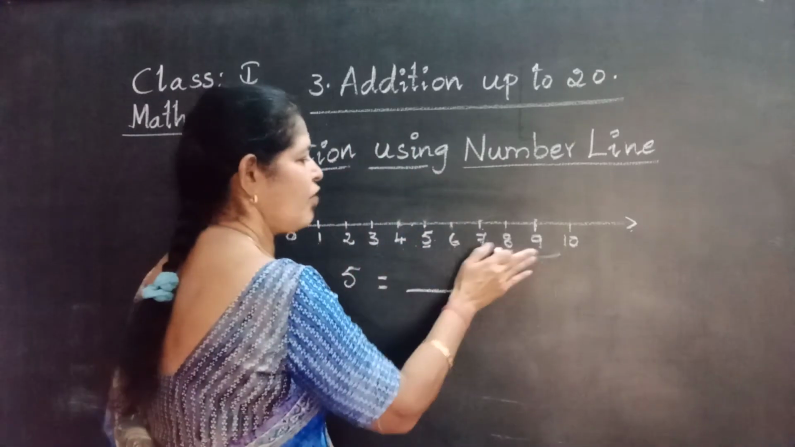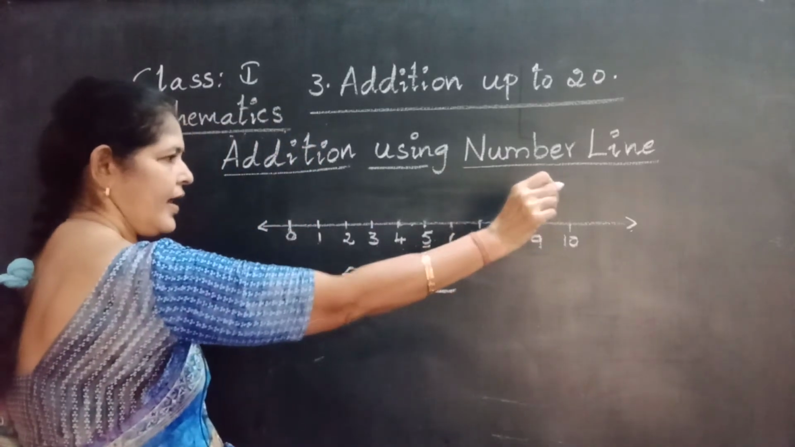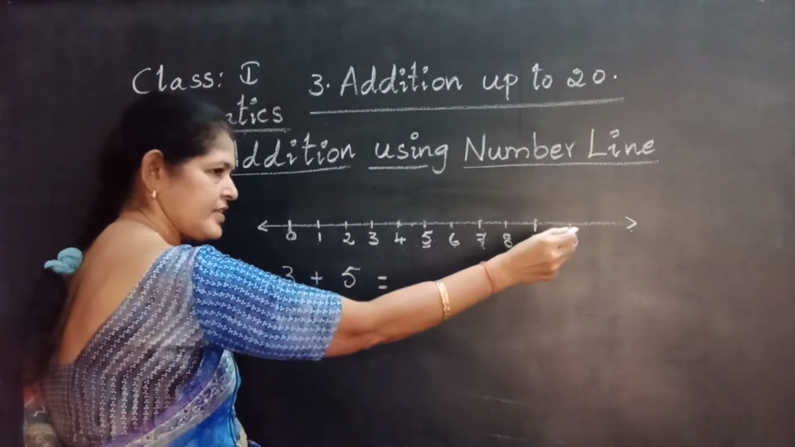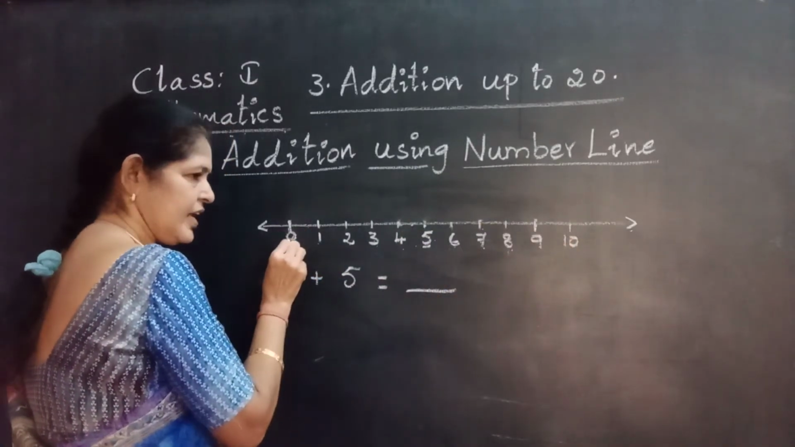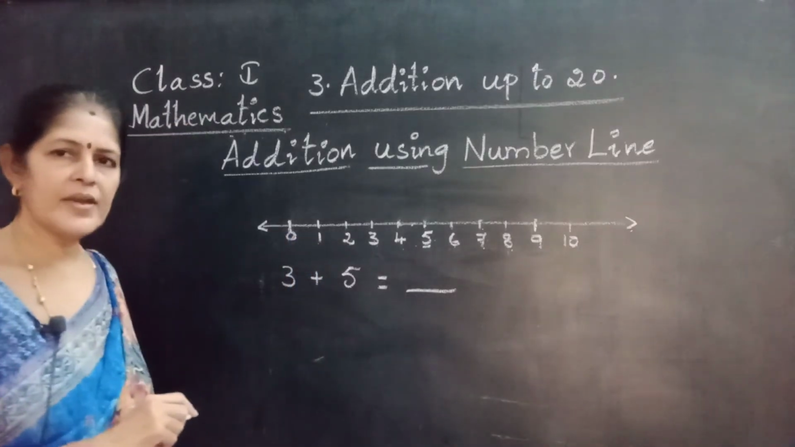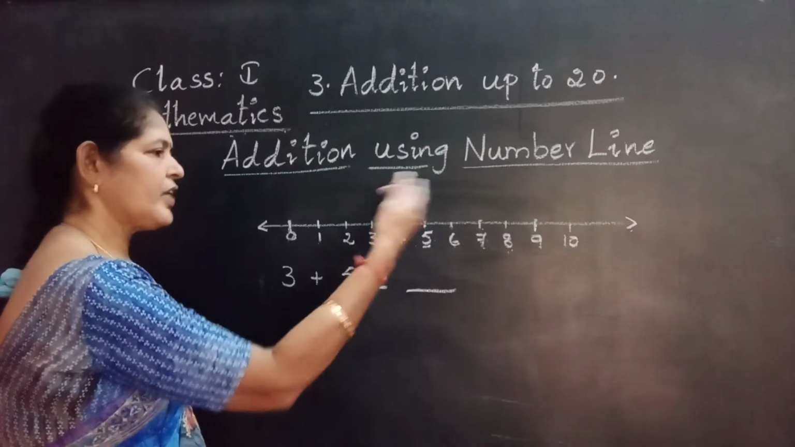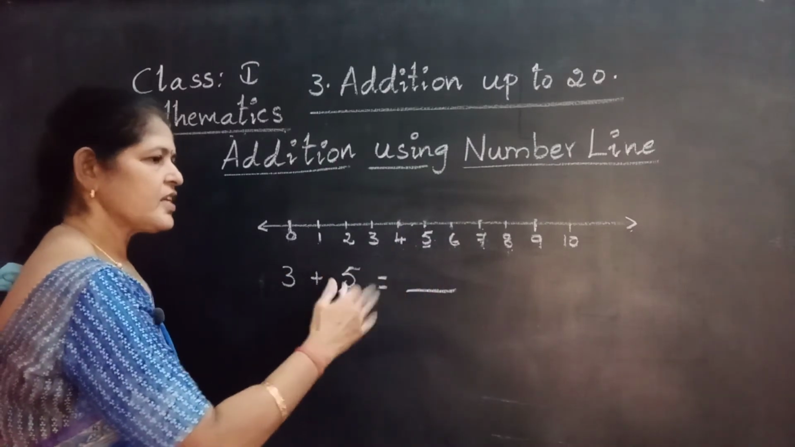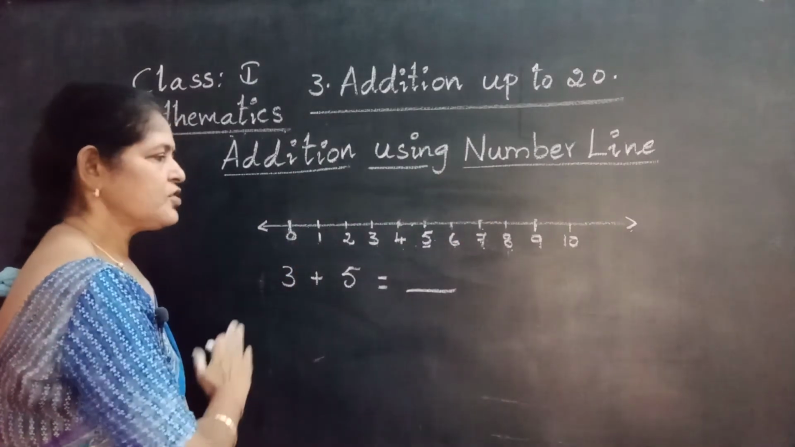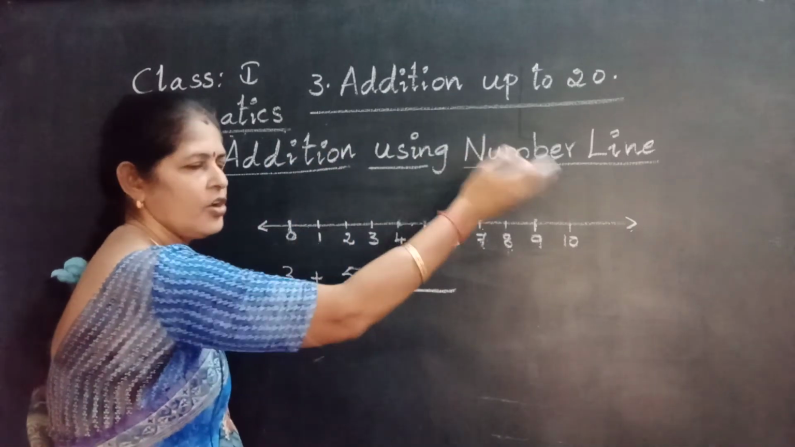Did you understand how to draw a number line? Yes. Draw a straight line. Put arrow marks on both sides. The starting number is 0, the smallest number. A number line starts with the smallest number 0. Now write the next numbers one after another. Addition means counting forward. That's why on the number line we are going to take steps forward.